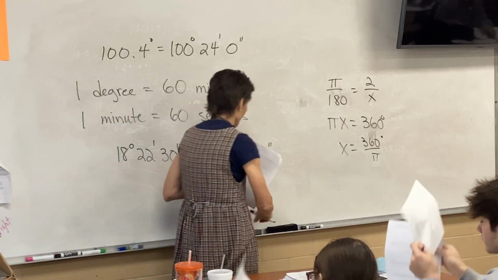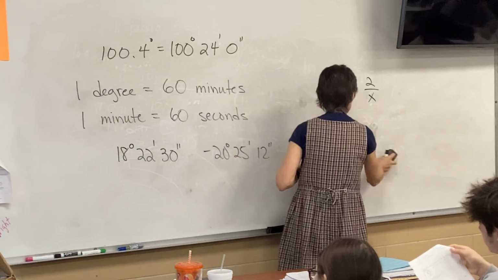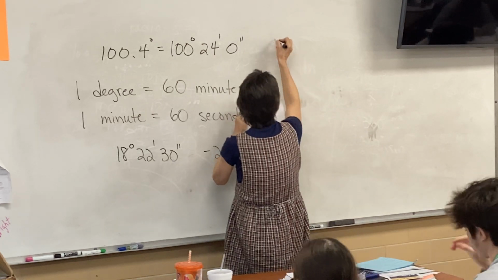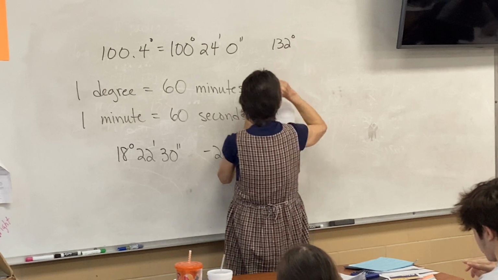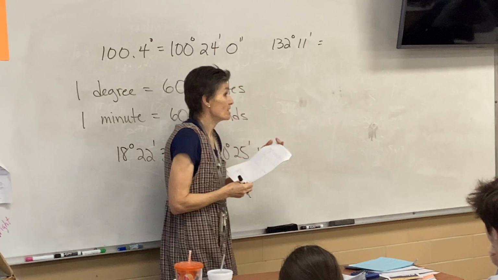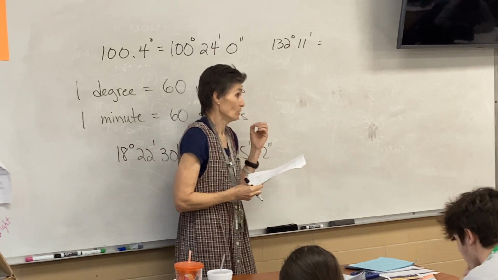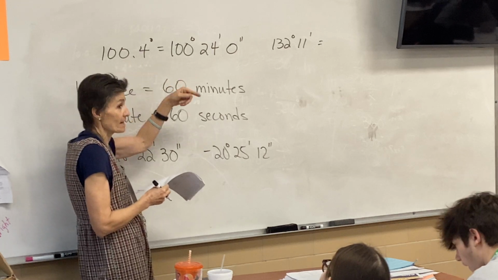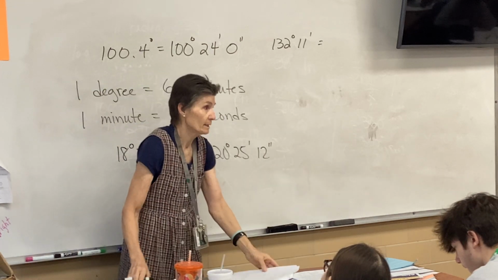Now, we're going to use our calculators to do the opposite. So if you look at number 4, it says we have 132 degrees, 11 minutes. And we want to change that into a decimal. So we want to do the opposite here. We're going to go back to the decimal form. So it's really easy.